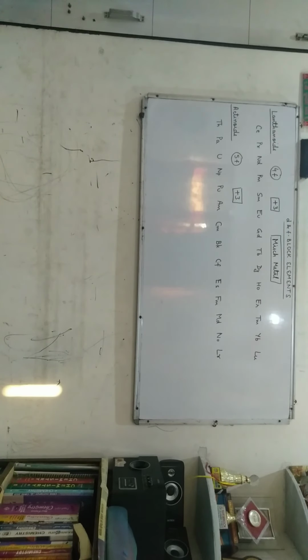Now one question that may be asked from this topic is, what is lanthanoid contraction and what are its consequences? Students, the steady decrease in size of M3+ ion with increase in atomic number as we move from left to right, from lanthanum to lutetium, is called lanthanoid contraction.